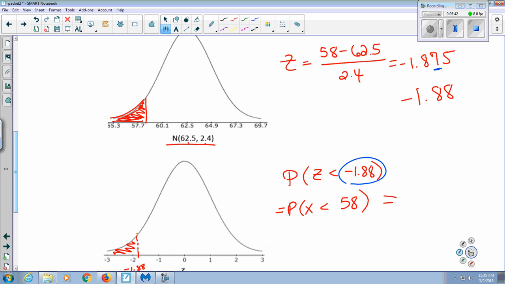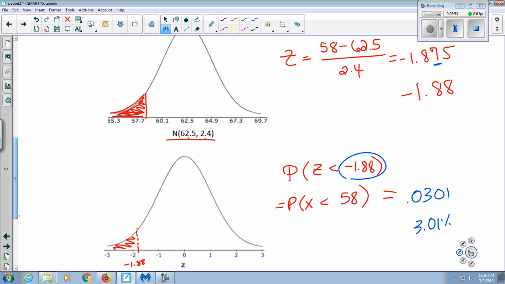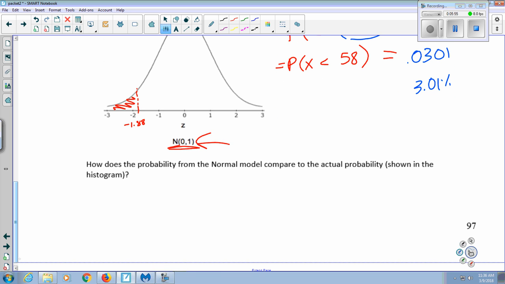So we find this is 0.0301. That's 3.01%. Okay, so now we can compare. Remember, our data said the probability was 2.5%. Our model said the probability was 3.01%. So those are pretty good. I feel that's a pretty good estimate.